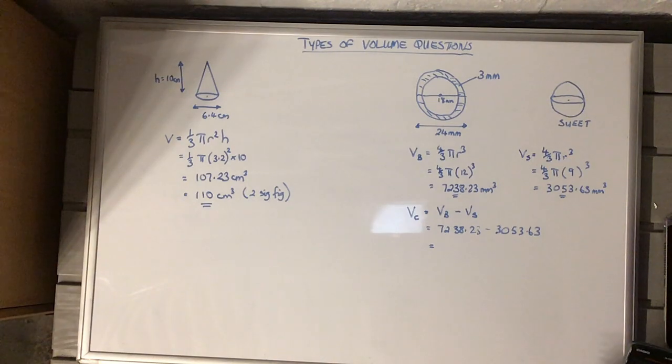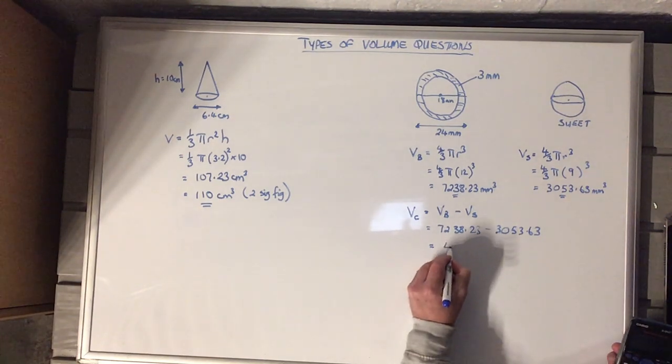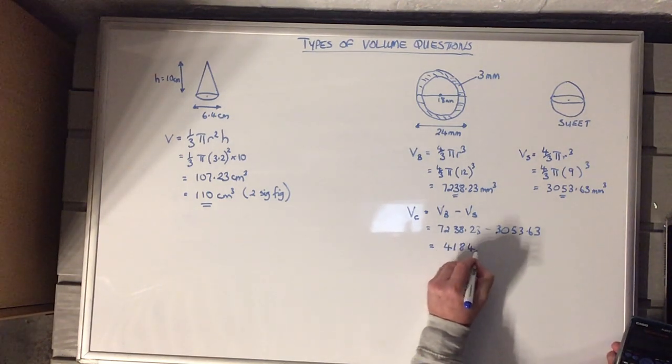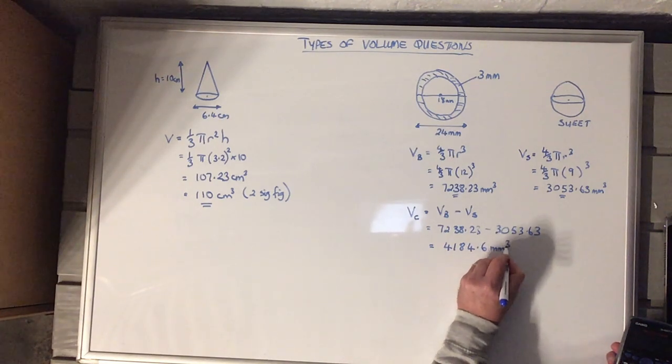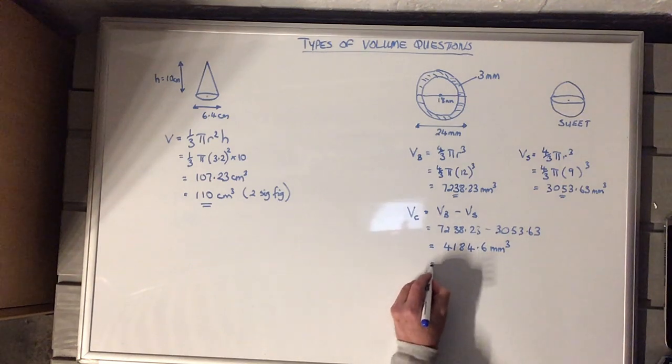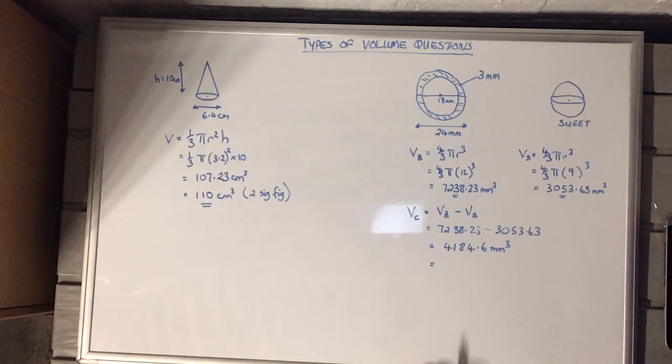So 7,238.23 minus 3,053.63 gives me a final answer of 4,184.6 cubic millimetres.